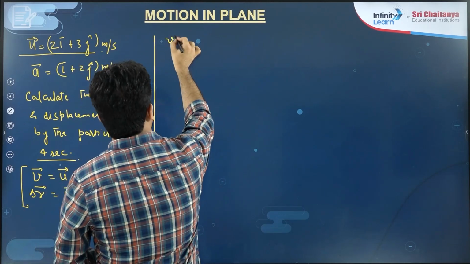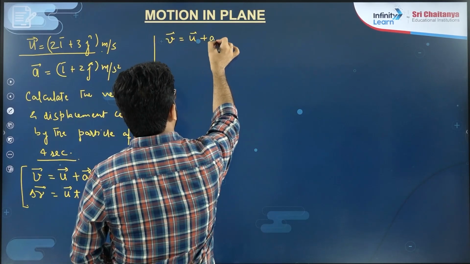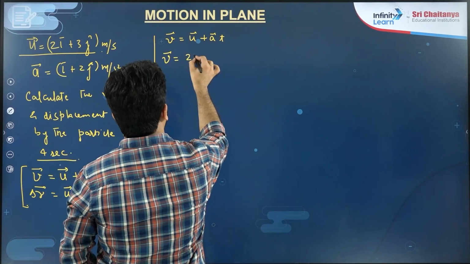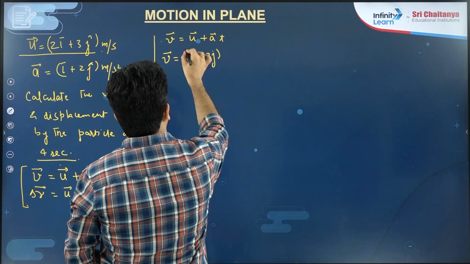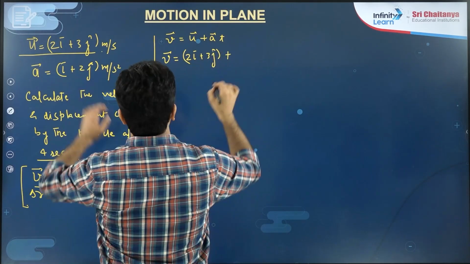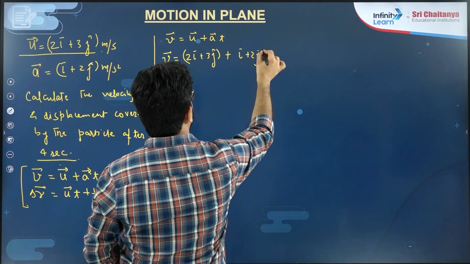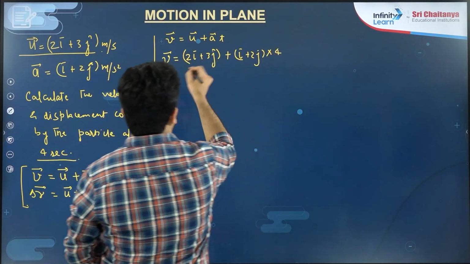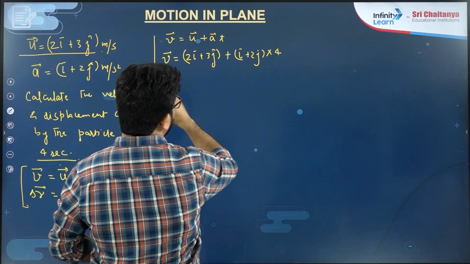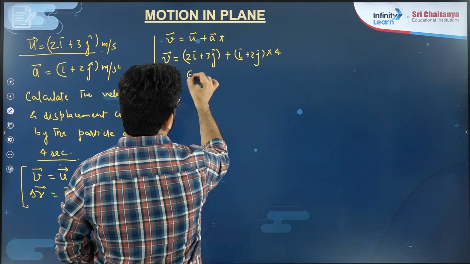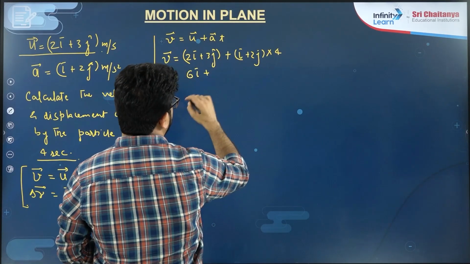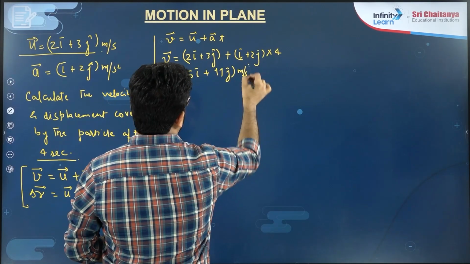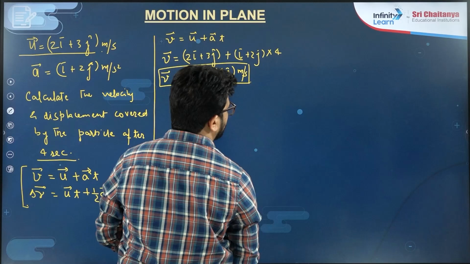The very first equation is v equal to u plus at. Now put in the values. What is u? u is 2i cap plus 3j cap, plus acceleration i cap plus 2j cap, time is 4 seconds. You can multiply. Directly from here, v equals 6i plus 11j cap, in meter per second. It's a very basic calculation you can do.